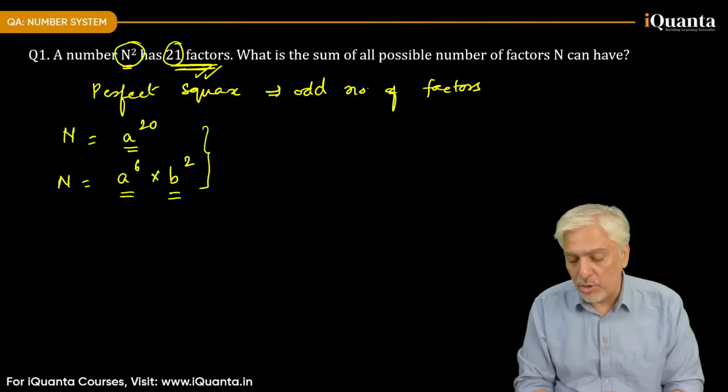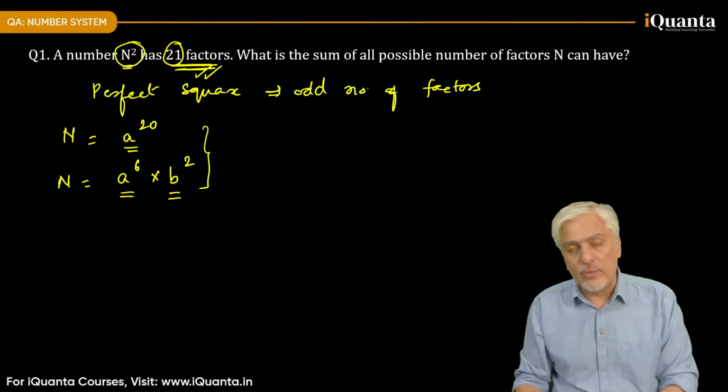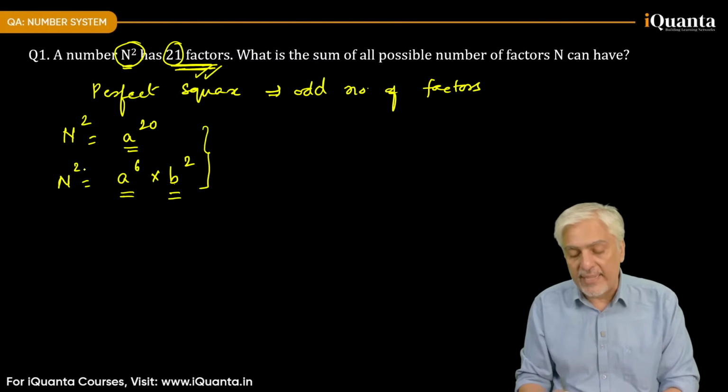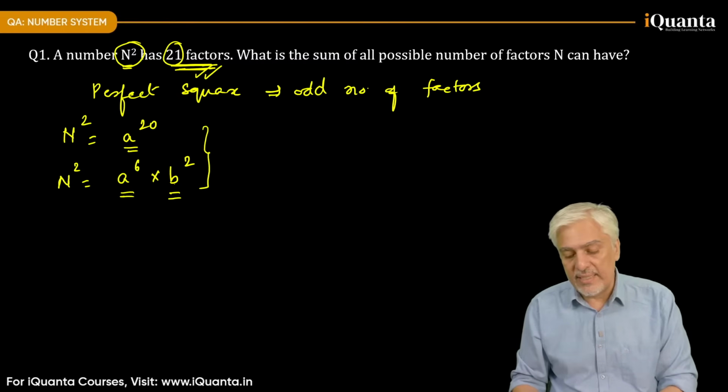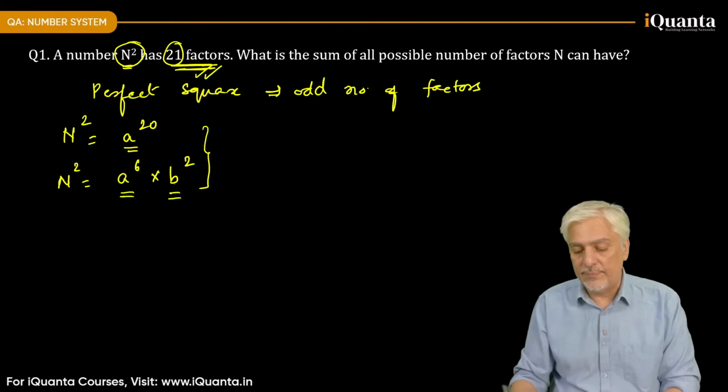Cool? That much is understood. Now, obviously, a and b are prime numbers. 20 plus 1 would have been 21. Here, 7 threes would have been 21. In both these cases, this is n square and not n. n square is a raised to 20, or n square is a raised to 6 into b square.